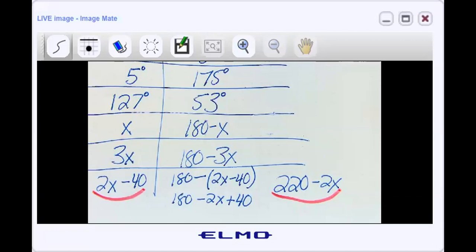Okay, so I do just want to do 2 more problems with you with supplementary. So I'll show you one in a diagram and then one just in words, and then we're done. Okay, so let me flip the page. Let's try this one, nice and easy.